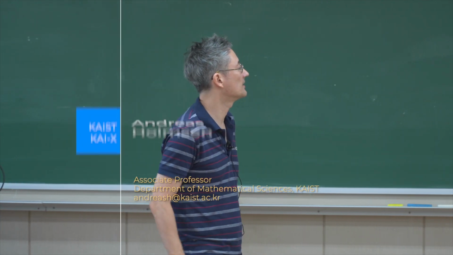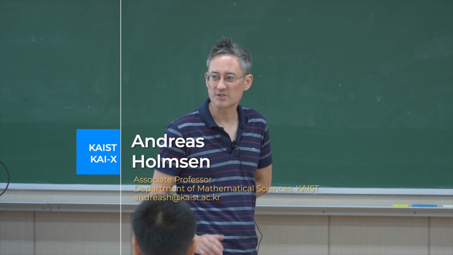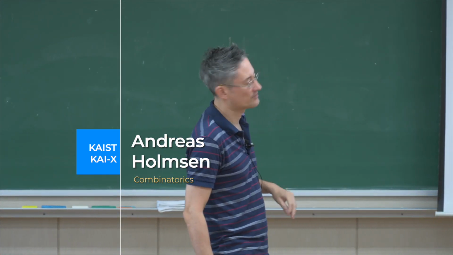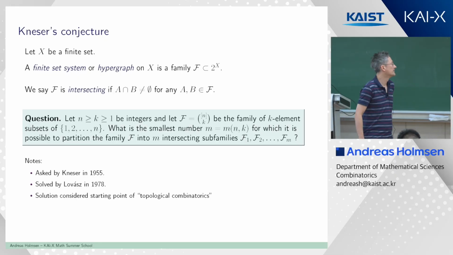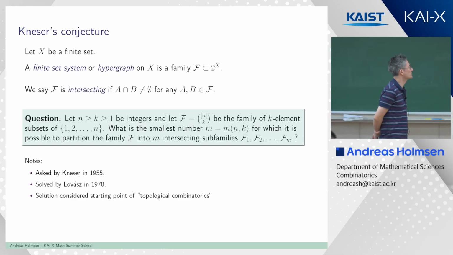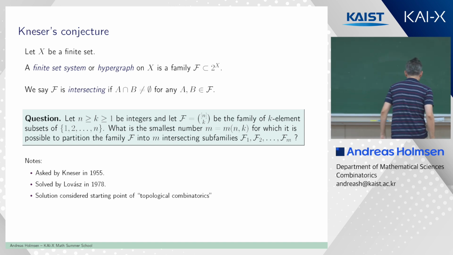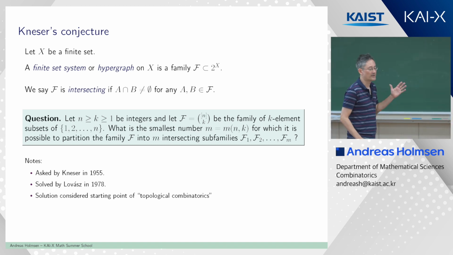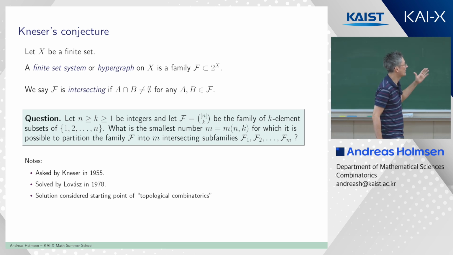Session is going to be actually purely combinatorics. So purely about questions from combinatorics, and in particular, this question, which was called the Kneser conjecture. And so I need to introduce to you some notion. And the first one, which is very standard in combinatorics, is what we call a hypergraph.